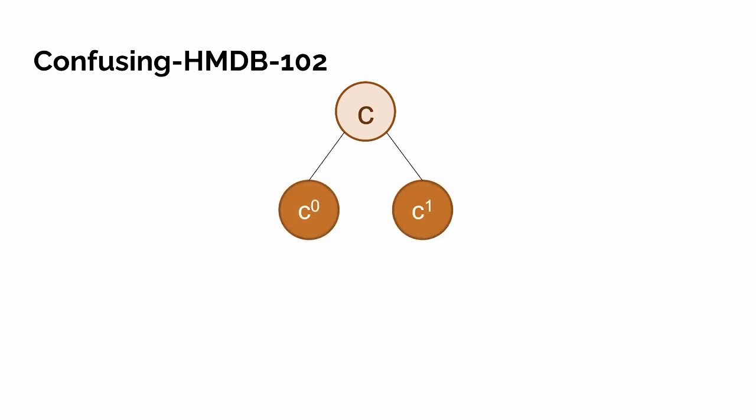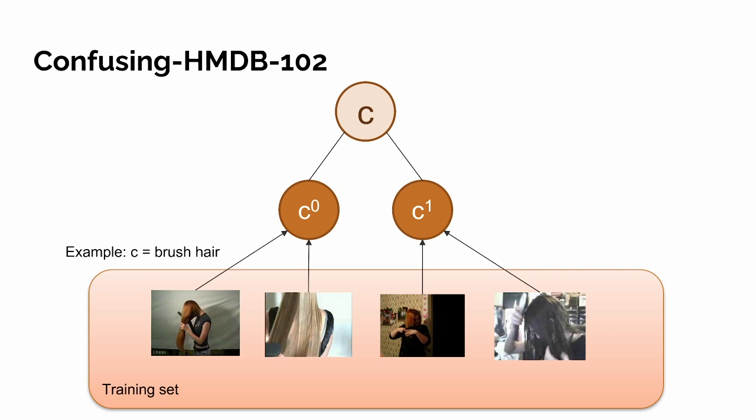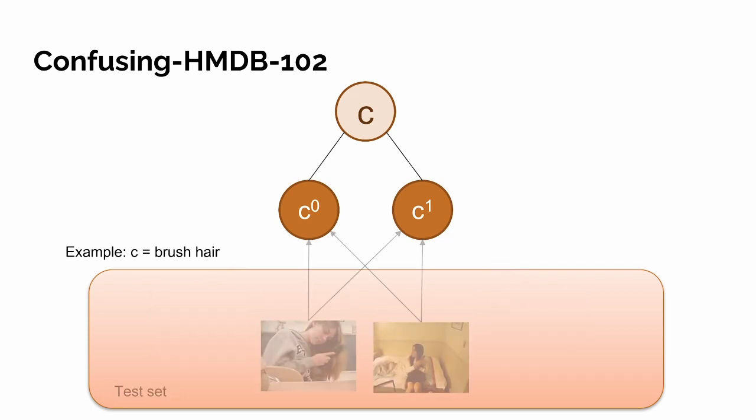We also introduced a new dataset called Confusing HMDB 102, which is the same video data as HMDB 51, but we increased the number of classes from 51 to 102. For each class C, we split it into two classes. We choose one random label out of the two for the training videos. Both of the labels are included in the test set. You can think of this as a simulation of having two similar labels for the two ambiguous visual actions.